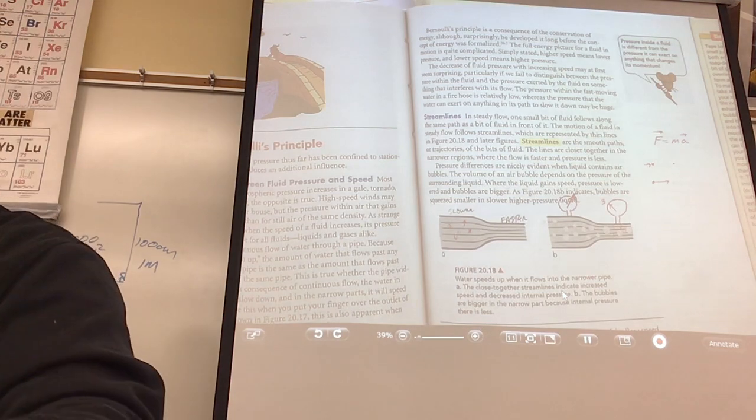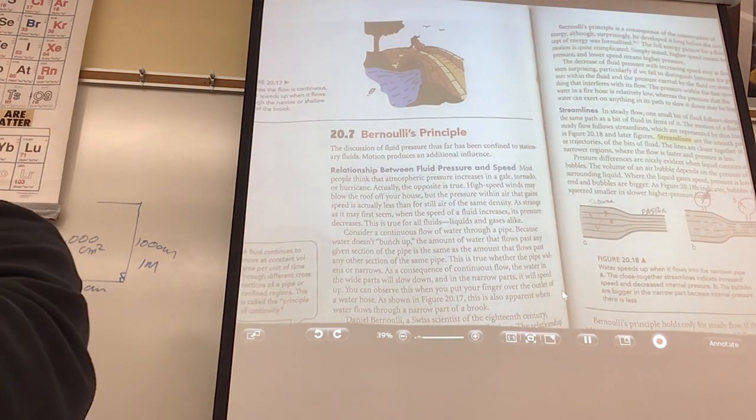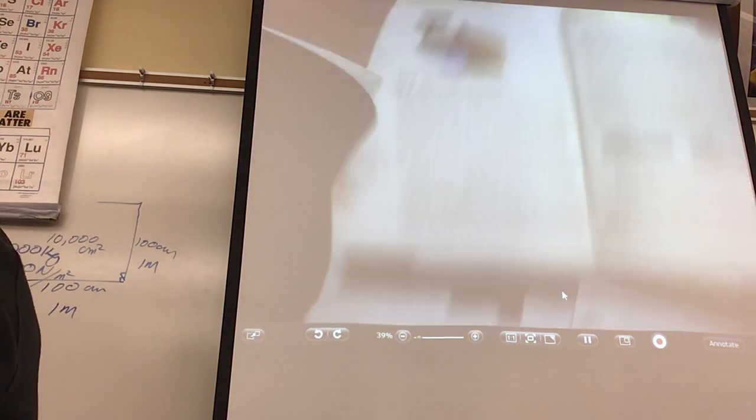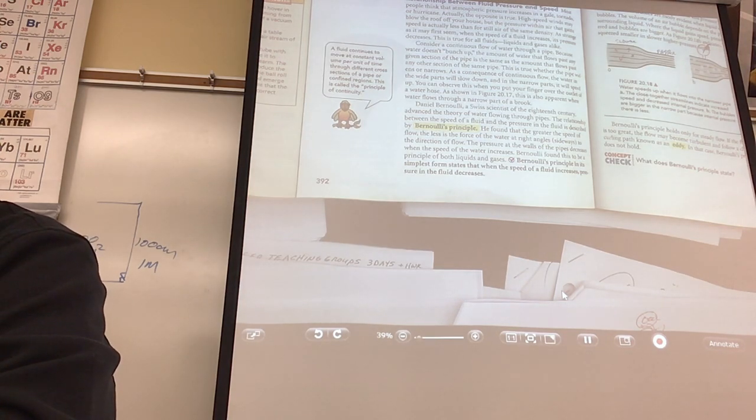Now, what did Bernoulli say? And this is going to bother you a little bit until I teach it to you, right? Bernoulli said, down here, Bernoulli's principle, he says, Bernoulli's principle in its simplest form states that when the speed of a fluid increases, the pressure in the fluid decreases.